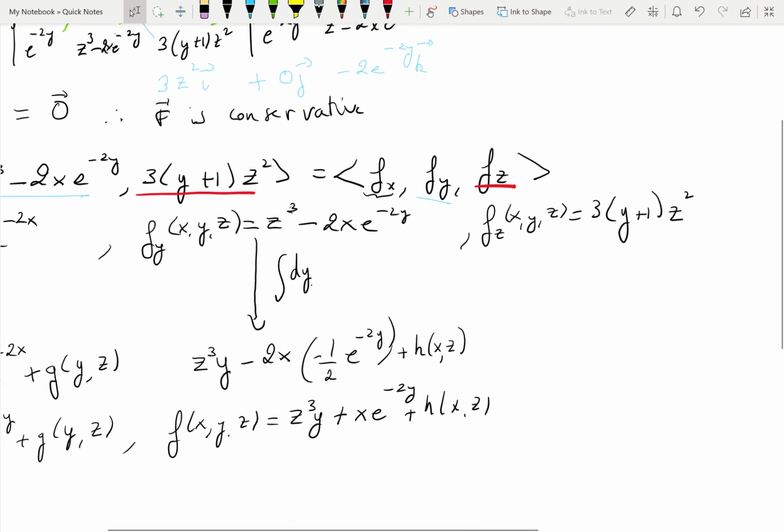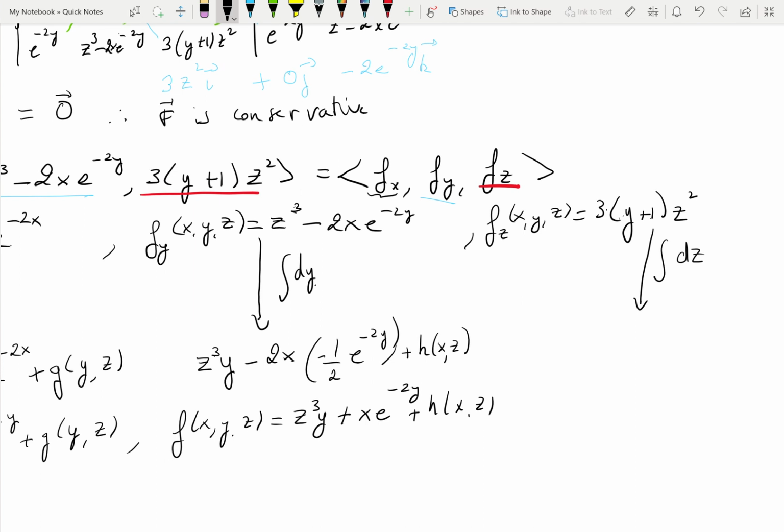And last, we're going to use the last partial derivative, which was the partial derivative with respect to z. So to undo that, we're going to integrate that whole function with respect to z. When it comes to the z variable, y plus 1 is used as a constant, similar to the 3. So it's going to be 3 times, again, a constant times z squared. By the constant multiple rule, you keep the constant.